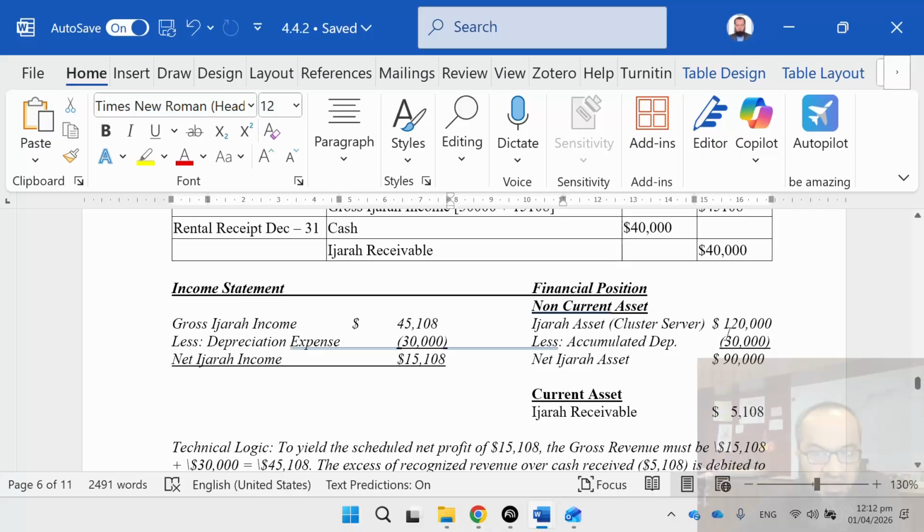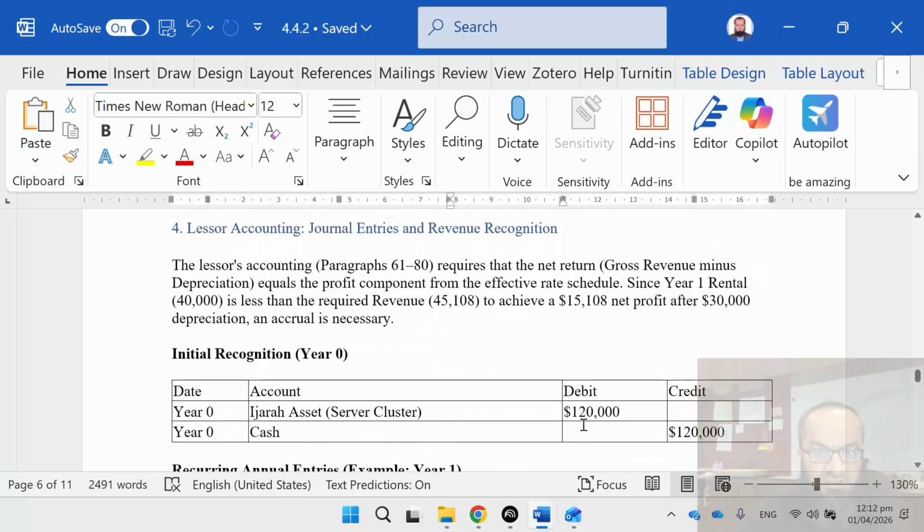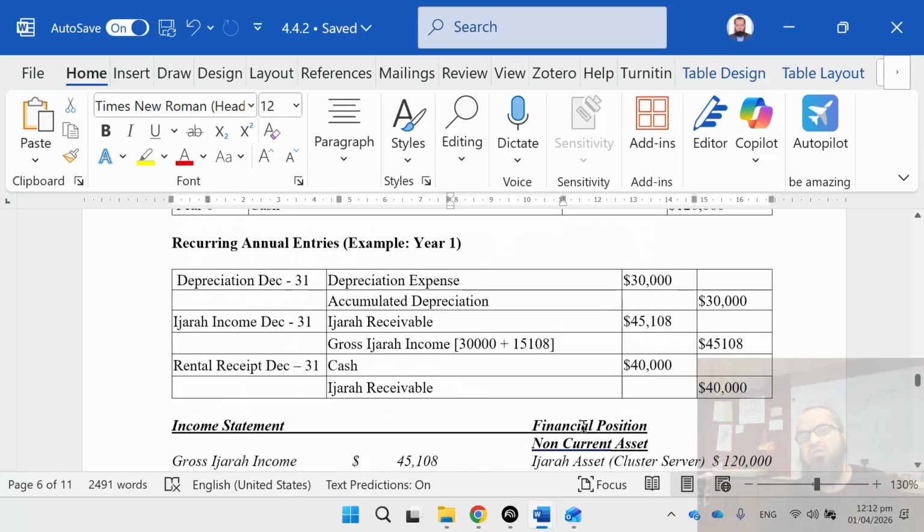On the asset side, we have the property, plant and equipment, which is the underlying asset for Ijarah. Value is 90,000, cost minus accumulated depreciation, and there is an outstanding Ijarah receivable of 5108. Keep in mind that since we are recording the depreciation under the straight line method, but the income under the effective return rate method, that's why this 5108 has to be deferred in receivable. If we record the depreciation also on the effective return rate method, then it will not have to be deferred. So it will then follow exactly the schedule.